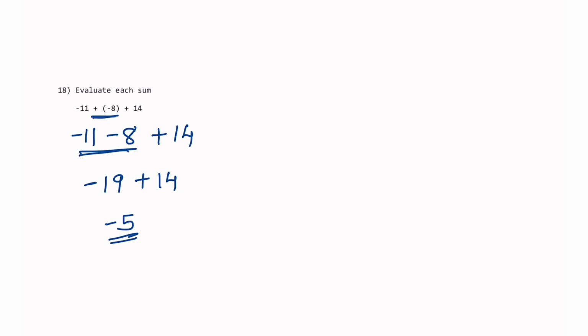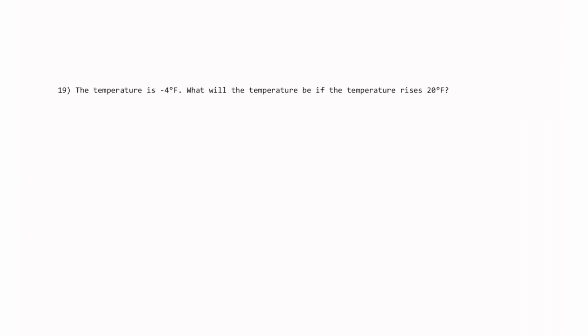So quickly we did 18 questions. Amazing, right? We are on question 19, and we start with the word problems here, or story problems as you like to say. It says the temperature is minus 4 degrees Fahrenheit. What will the temperature be if the temperature rises 20 degrees Fahrenheit? So here, before we start solving, remember, because most of the times the students get confused here. Do we do plus, minus? How do we decide that, right? So when we say the temperature is rising, what do we mean?